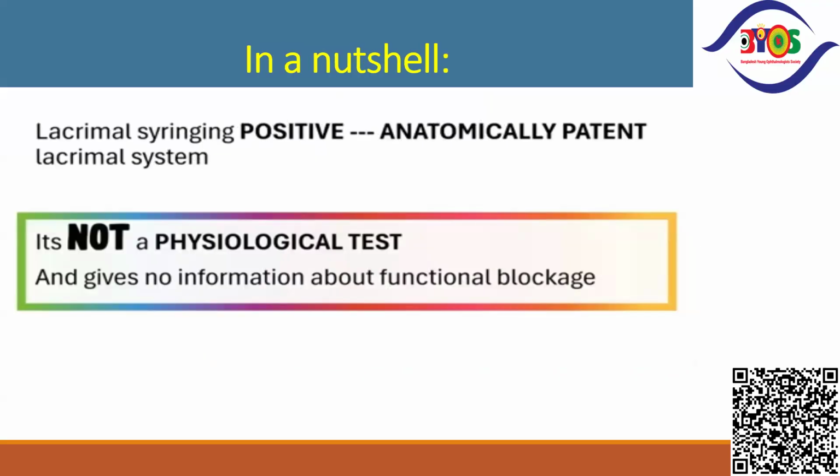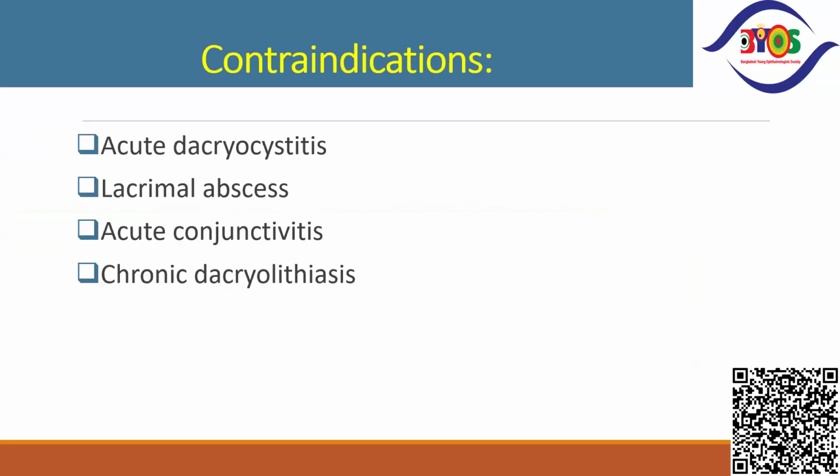So in a nutshell, a lacrimal syringing positive means an anatomically patent lacrimal system. It's not a physiological test and gives no information about functional blockage. The contraindications of the sac patency test are any acute dacryocystitis, lacrimal abscess, acute conjunctivitis, and chronic dacryolithiasis; we should not perform this test.